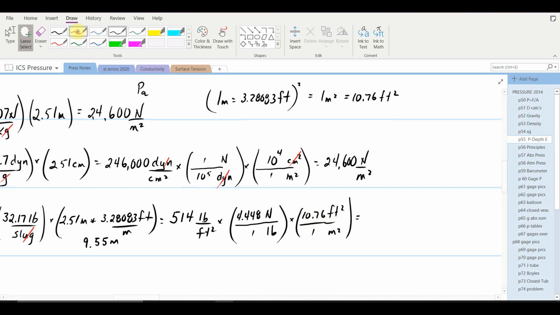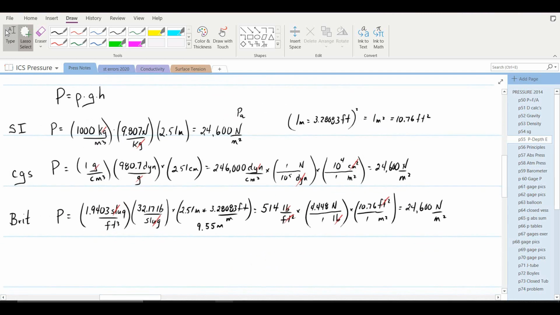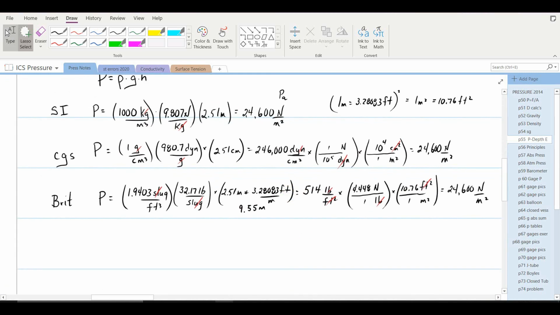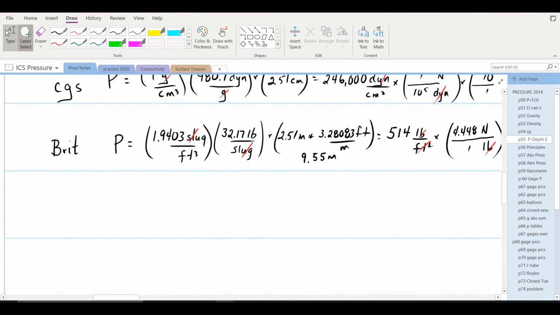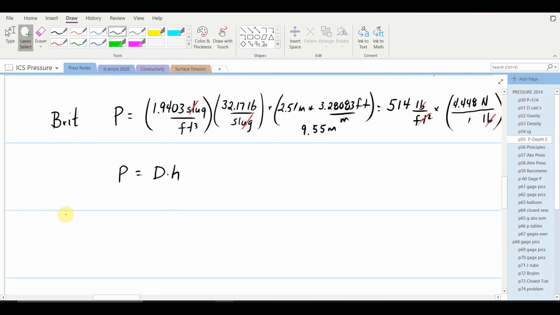Now if we work out our units here, looks like pounds are gone and square feet are gone, and we'll have newtons per square meter. And as expected, this works out to be 24,600 newtons per square meter. So there is the pressure at a depth of 2.51 meters of fresh water in the 3 different systems. Now it will behoove us to do it one more time. This time we're going to use the equation pressure equals D, weight density, times H, just to get familiar with the units. Again, we'll start with the SI system.